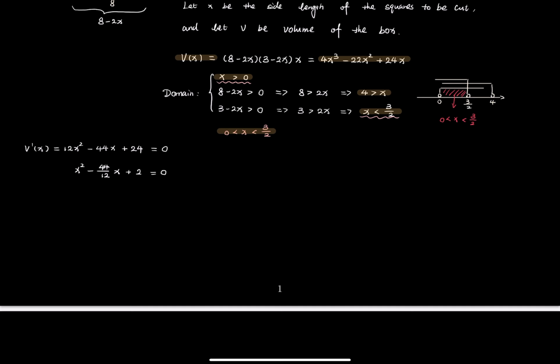Let's simplify this. 44 divided by 4 is 11, 12 divided by 4 is 3, so it's 11 over 3. And this is basically x minus 3 times x minus 2 over 3. My bad. If you don't know how to get from here to here, just use the quadratic formula. Just use the quadratic formula if needed. It's not a big deal.